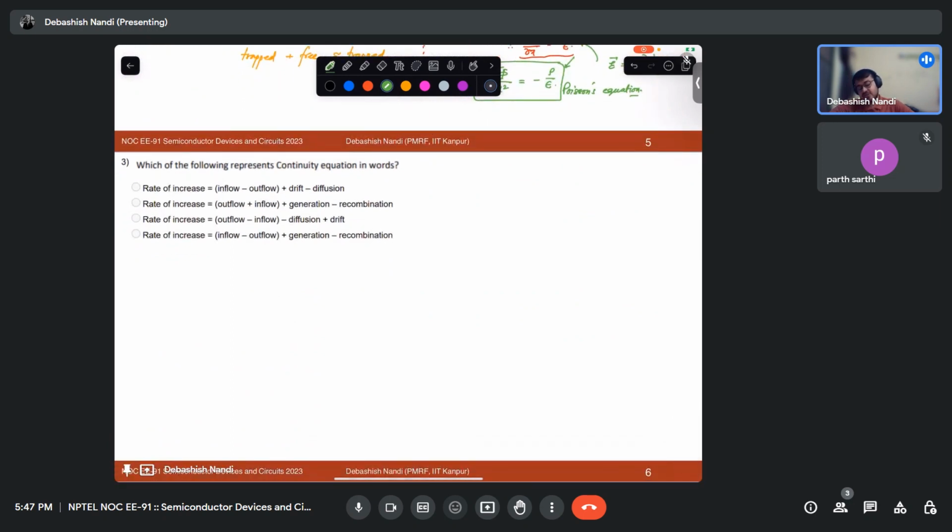Yeah, continuity equation. So what is the continuity equation? You can directly tell me. What is continuity, by the way? Means how did that name come from? Flow should be constant. Input is equal to output. Okay, very close. Let me just try to explain.